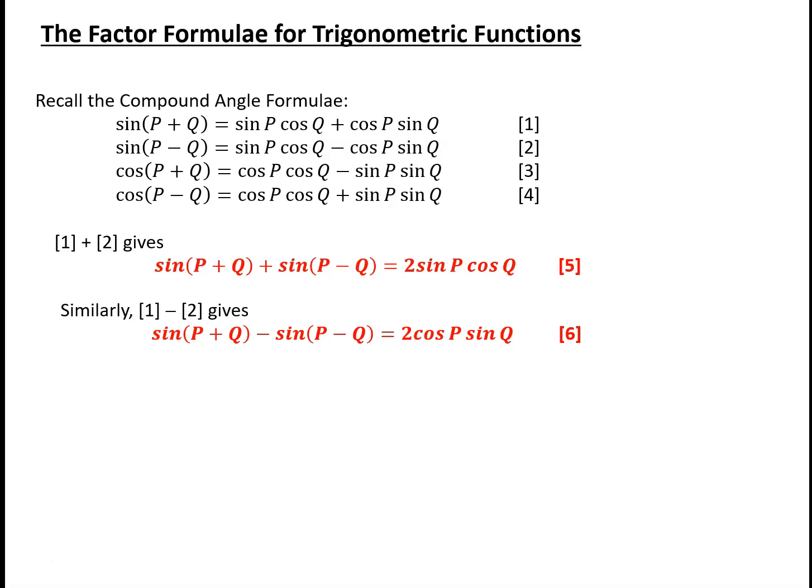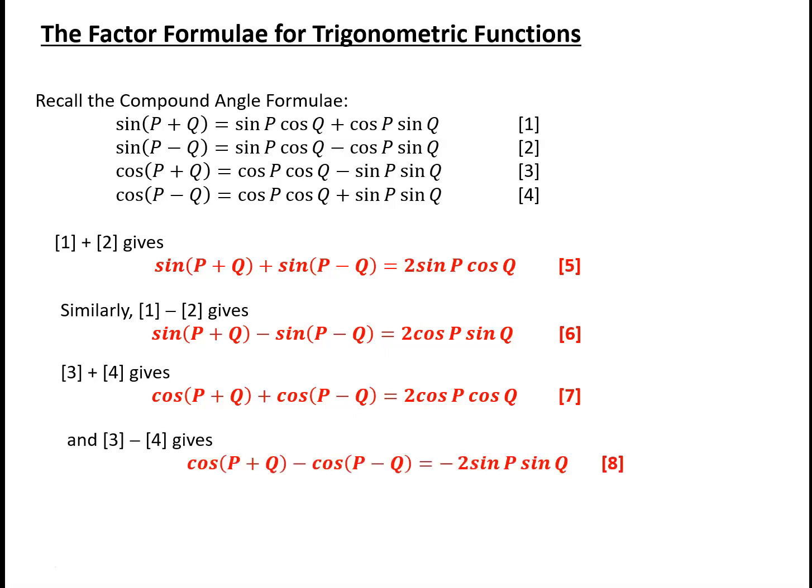If we add equations 3 and 4, we're going to get cos of p plus q plus cos of p minus q is 2 cos p cos q. And if we subtract equation 4 from equation 3, we get cos of p plus q minus cos of p minus q is equal to minus 2 sine p sine q.